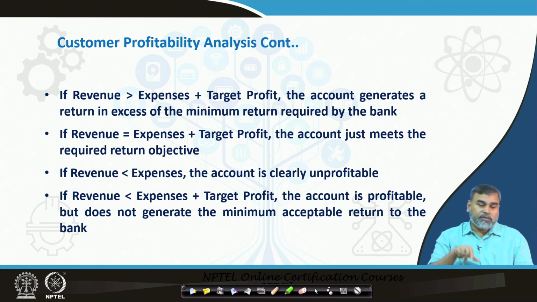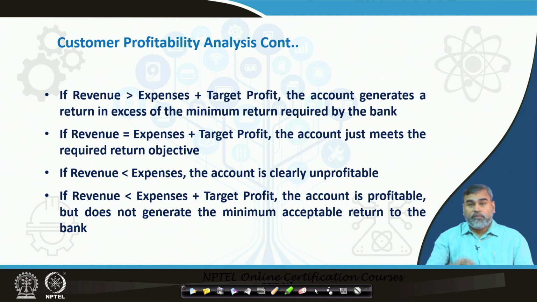If revenue is exactly equal to expenses plus target profit, then the account just meets the required return objective of the bank. If revenue is less than the expenses, obviously the account is at a loss; we are incurring more expenses, but the revenue is not generated. But if the revenue is less than expenses plus target profit, then the account is profitable, but does not generate the minimum acceptable return to the bank.